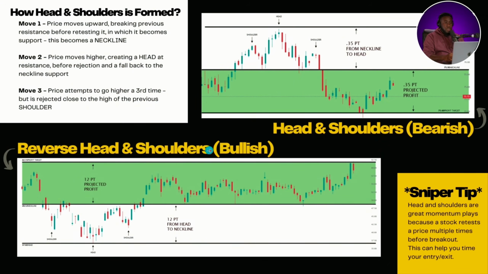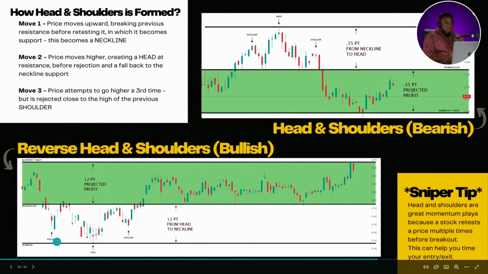Next, we have head and shoulders. Head and shoulders is when we have the first move breaking a level. We come back to the same level, and then the second move breaks even further than the first move. So that's what would look like a head. We have the one shoulder, we have the head, then we have the second shoulder.